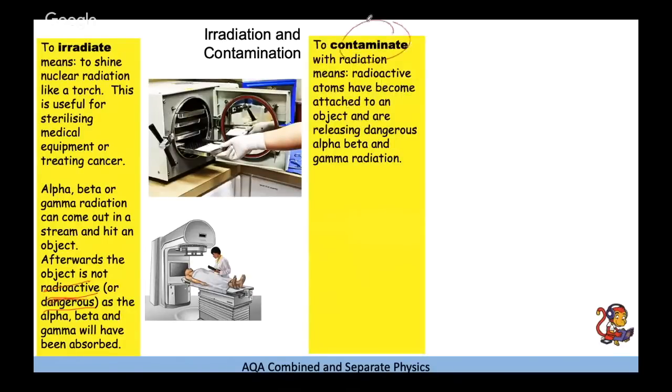So contamination is different. You need to know these definitions here. Contamination means when you get a radioactive source on you, radioactive atoms on you, attached to you, and then they can then release dangerous alpha, beta, and gamma.